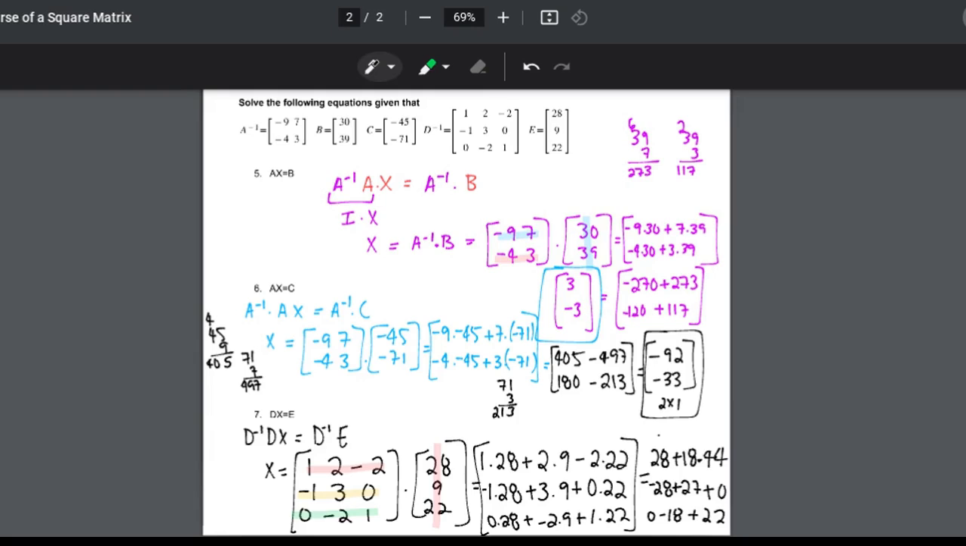All right, so the last thing we need to do is just add across in our rows. So 28 plus 18 is 46, and 46 minus 44 is 2. And then negative 28 plus 27 is negative 1. And then negative 18 plus 22 is 4. So your final answer should be 2, negative 1, and 4.